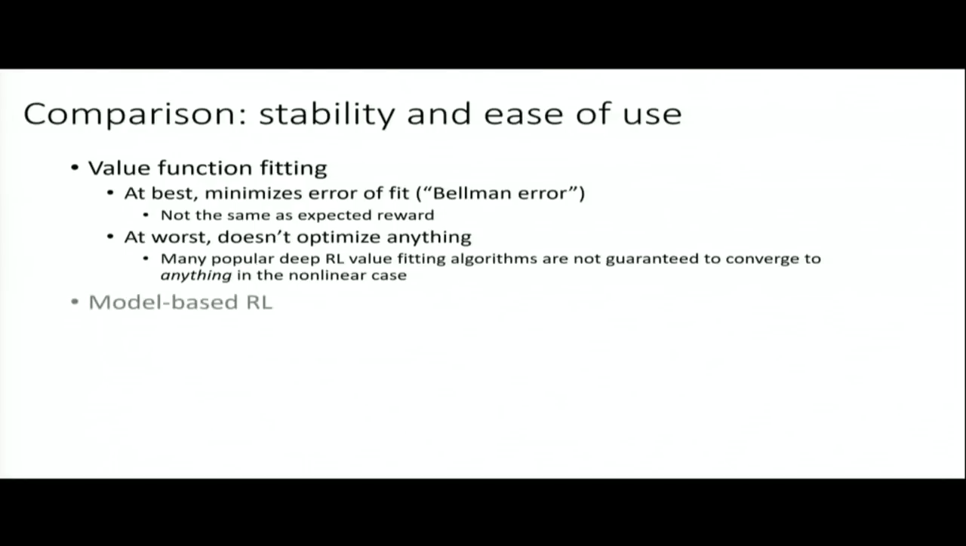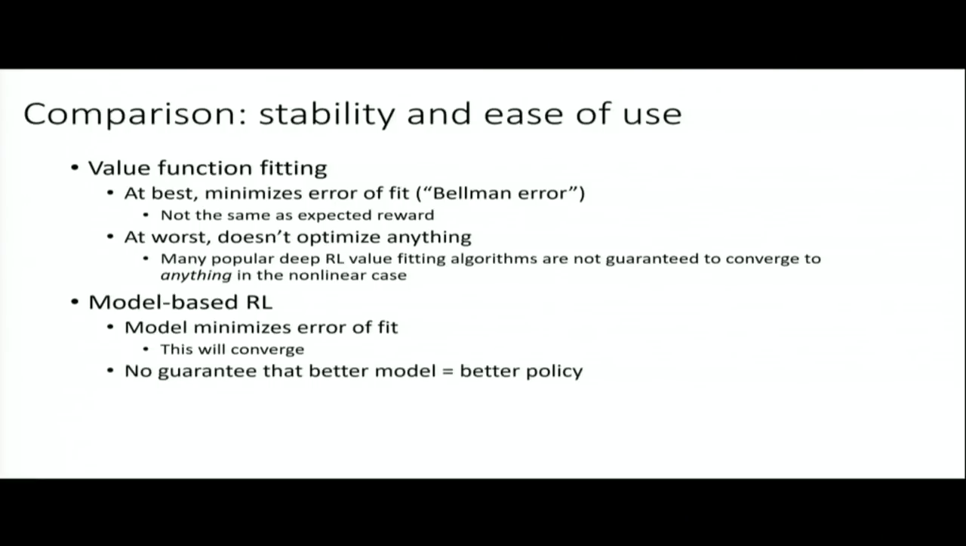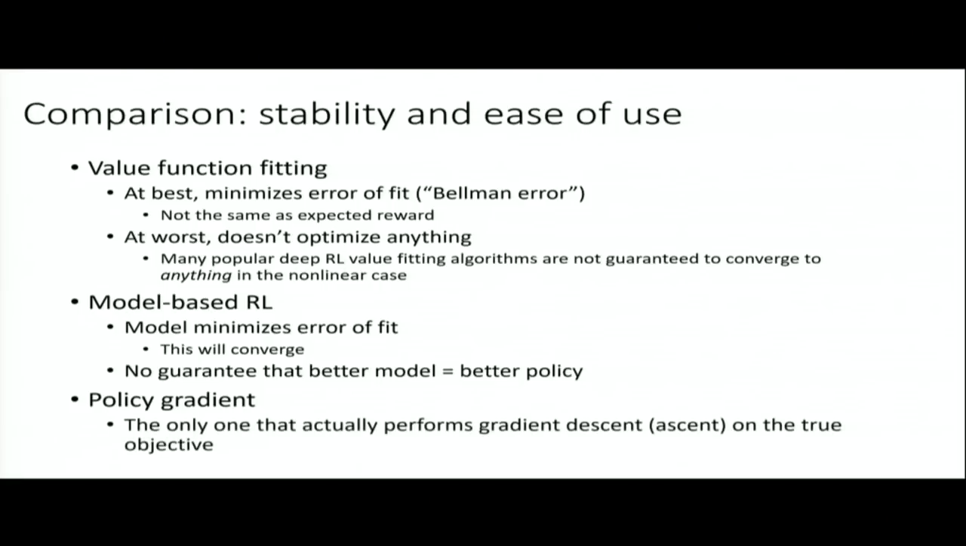Model-based RL, again, your model typically minimizes some error of fit, basically some accuracy in predicting the future. Predicting the future is a well-defined prediction problem. Typically, it reduces to supervised learning, so that will converge. But remember that second question, what will it converge to? Well, it will converge to an accurate model, which doesn't necessarily mean that you'll have a better policy. So those are some of the issues. Policy gradient, the only one that actually performs gradient ascent on the true objective, the expected reward, but again, has some other trade-offs.